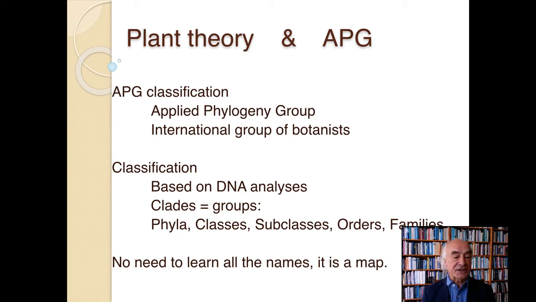In this APG classification there are many clades. Clades is another word for groups. You have phyla, which are subkingdoms, divisions. You have classes, subclasses, orders and families. And all those families and orders have beautiful names. But you don't have to learn them all. It's like a map of a city. You don't have to know all the street names in order to find your way in the city. Once you have a map, you can start anywhere, and gradually you will learn the names and know more and more of the places in the city.